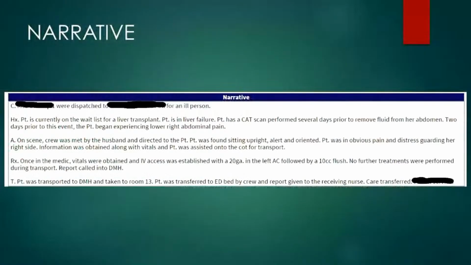Something else on this one that I thought is, IV access was established with a 20 gauge in the left AC followed by 10 cc flush. You know, that should be in your treatment portion. So save yourself some time. When you're doing a procedure, that's already in the treatment portion, talking about where you placed your IV, whether it was successful or not successful, if you gave a flush. And so you don't have to describe the procedures in your narrative.